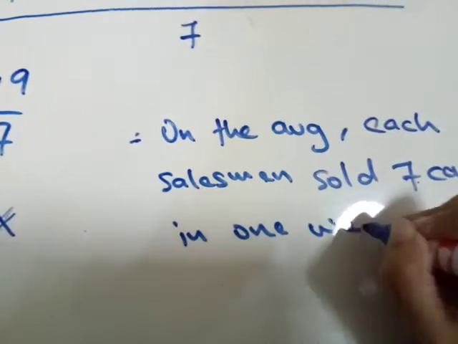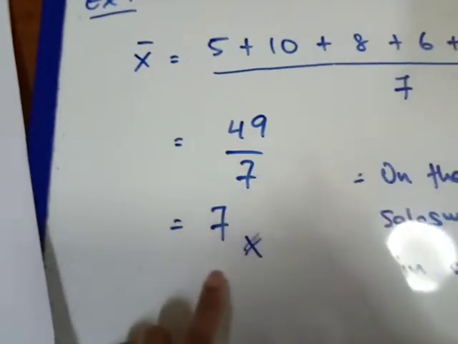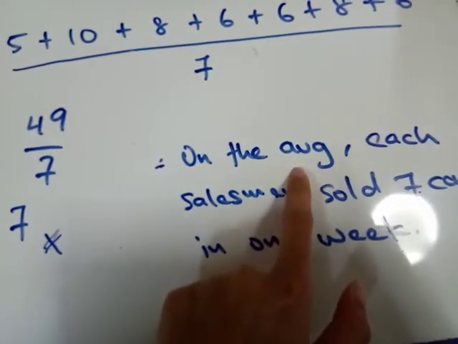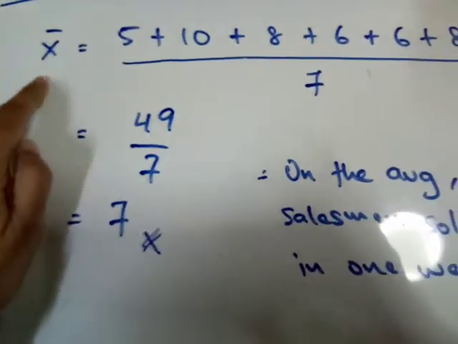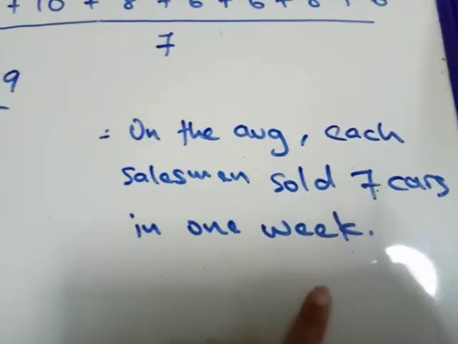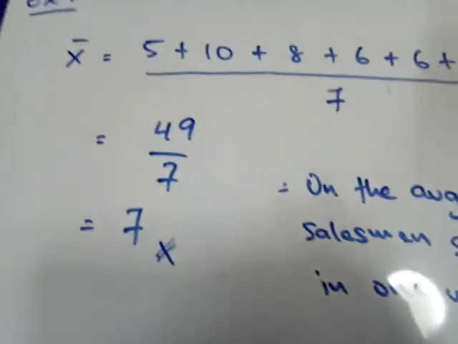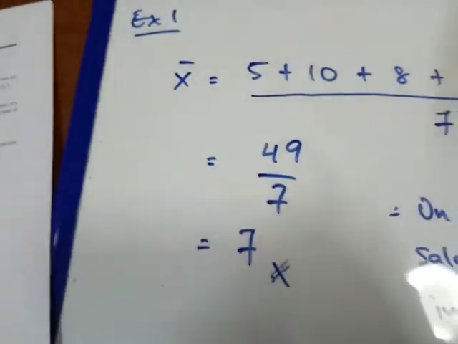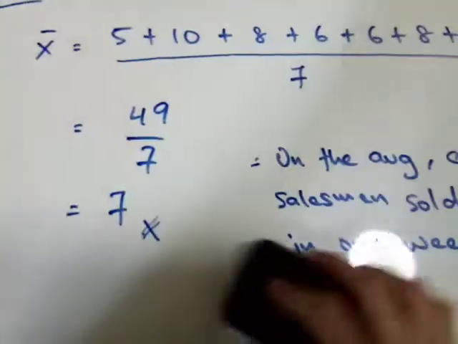Okay, why 1 week? Because in the statement it says, okay, 7 salesmen sold the number of cars in 1 week. So when we calculate the mean, we get 7. So the point of on the average is what we are saying for the mean. Okay, on the average, each salesman sold 7 cars in 1 week. So this is how to interpret. Okay, do you understand? So this is mean for ungrouped data. How about for grouped data?